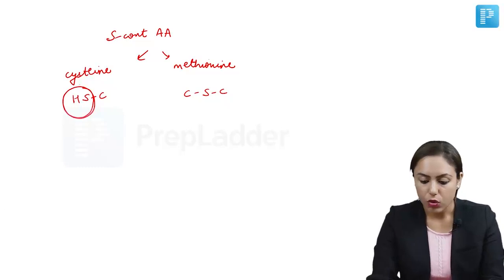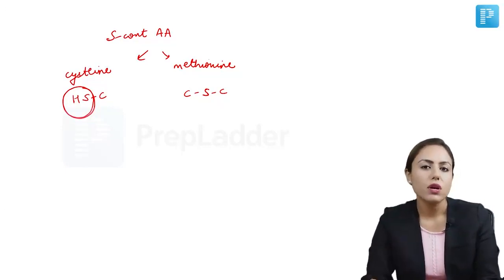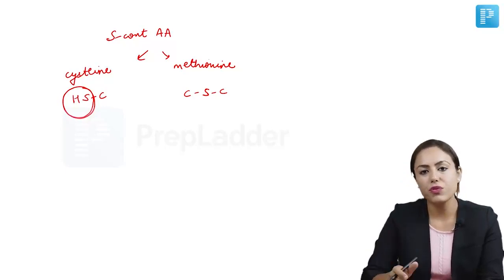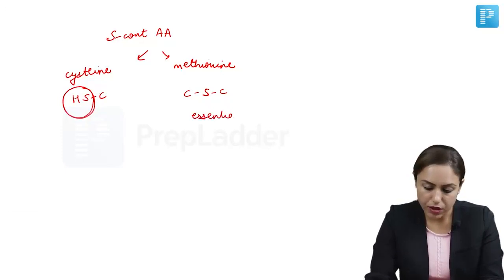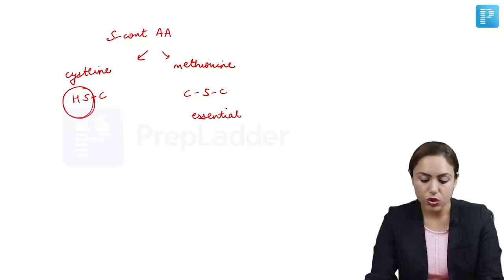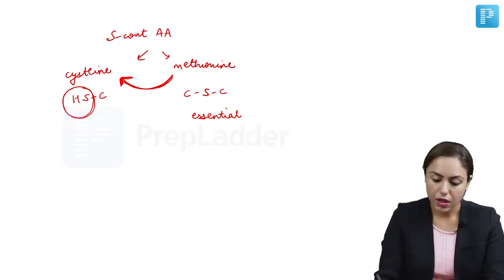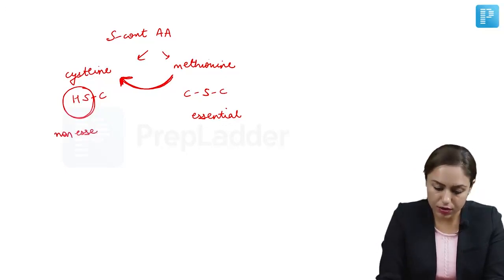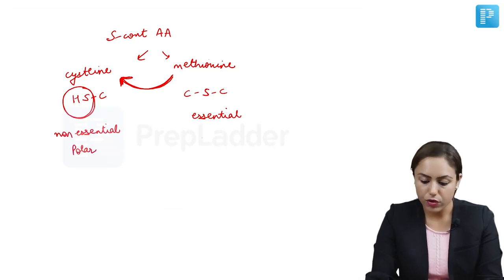Okay. Now, in methionine, sulfur is attached with 2 carbons, which is a very strong bond, right? It is very difficult to make this thing attaching sulfur between 2 carbons. So, which is not done by the body. So, this amino acid is essential in diet. Okay. And methionine will be converted to cysteine in the body. So, cysteine is non-essential, right? And cysteine has a sulfhydryl group. Due to the sulfhydryl group, it is polar. But methionine has no sulfhydryl group. So, it is non-polar. Right?